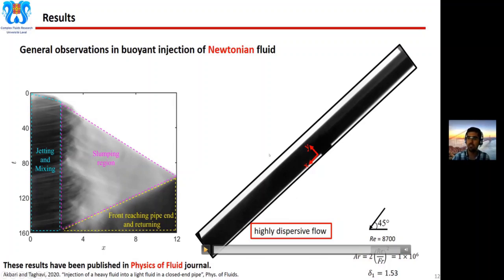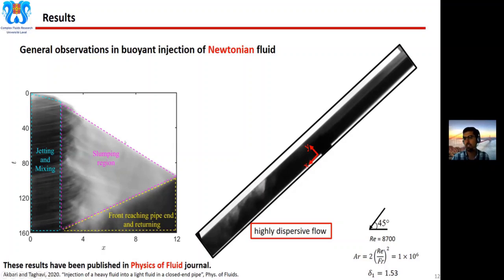We have defined different flow regimes, as you can see: the jetting regime and mixing regime. And then the front slumps on the lower wall of the pipe and also turns back toward the outlet. You can see we have plotted the time versus x that the flow comes into the pipe, and we have this jetting and mixing regime. Then it slumps on the lower wall of the pipe to reach the end and then turns back. We have published these results in Physics of Fluids journal.